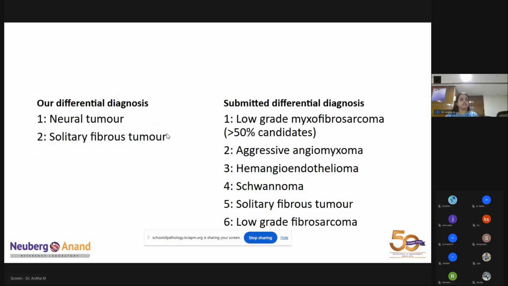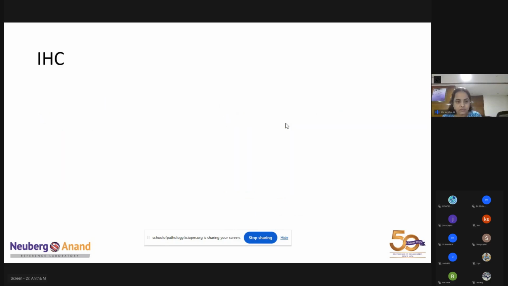So our differentials were a neural tumor or a solitary fibrous tumor. The multiple differentials we received, the majority of them suggested a low-grade myxofibrosarcoma. Others were aggressive angiomyxoma, hemangioendothelioma, schwannoma, solitary fibrous tumor, or low-grade fibrosarcoma. So moving forward with IHC, what are the IHC markers you would suggest to do?